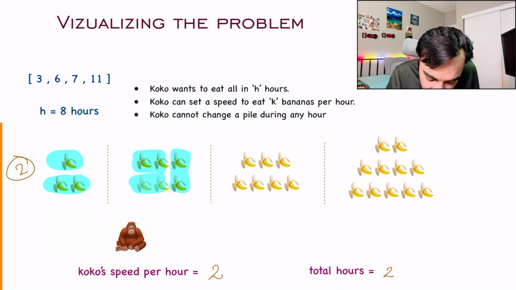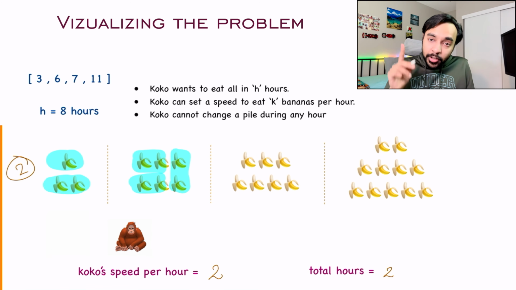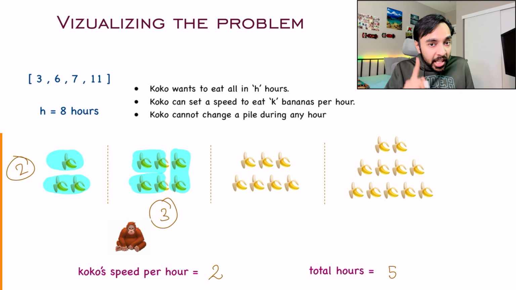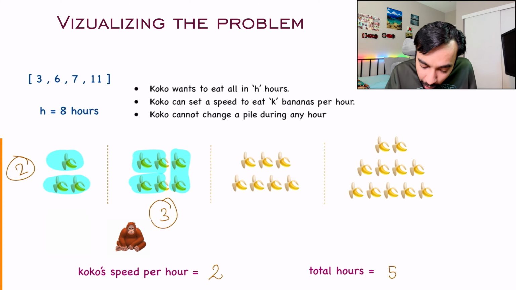And in the third hour, she will once again eat 3 bananas. So, she took a total of 3 hours, correct? And the total time has been 5. Now, if you notice, she still has 3 hours remaining, correct?